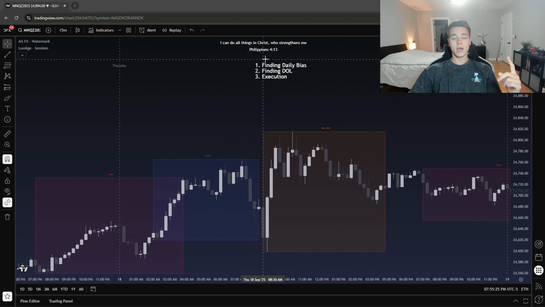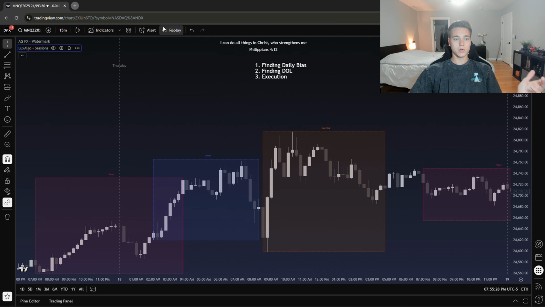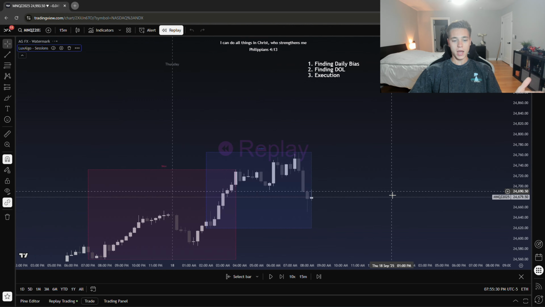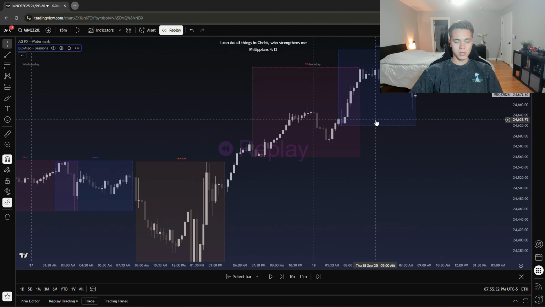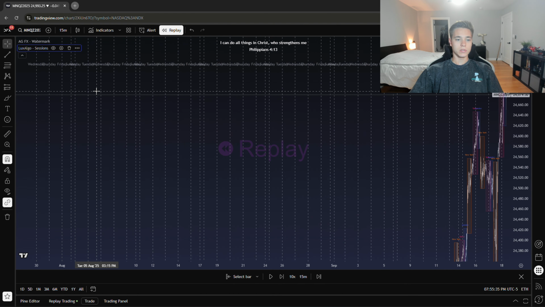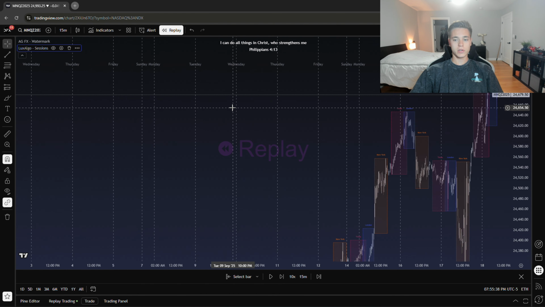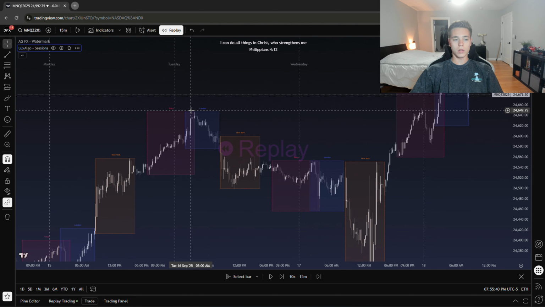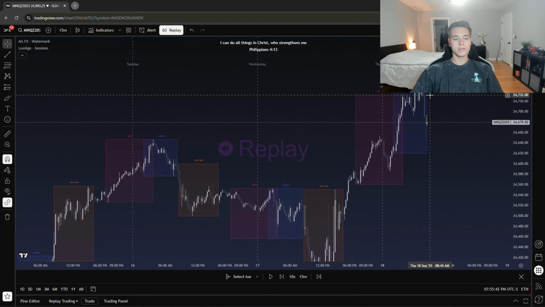The first thing is finding the daily bias for the day. Okay, so let's go on to replay mode and figure out what our bias is for today. If we look at the 15-minute time frame, we can tell that we are in all-time highs. You can see there's absolutely nothing before this area, and we are sweeping all-time highs. We're making higher highs and continuing higher.